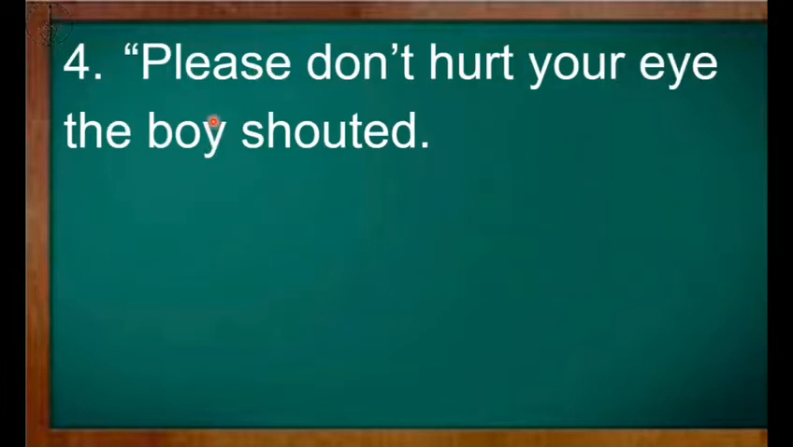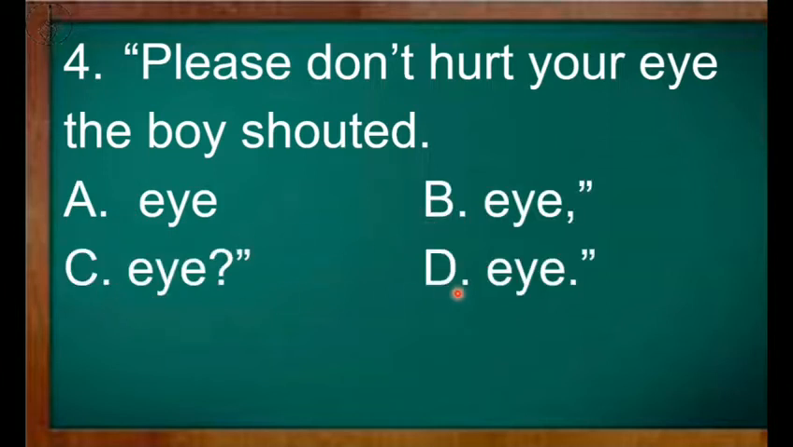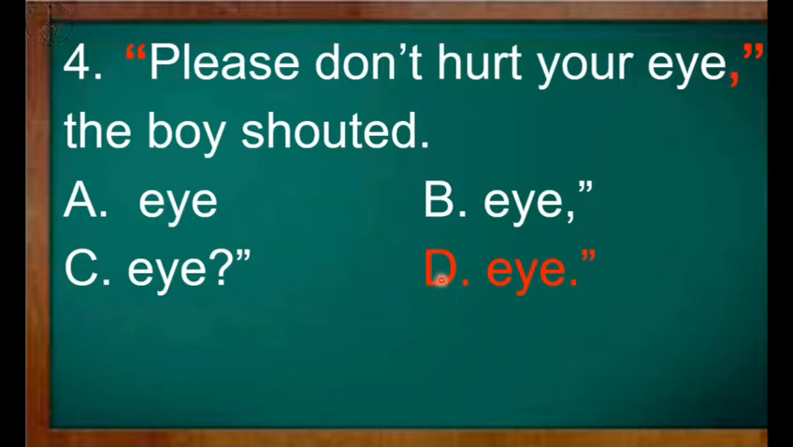Okay, number 4. Please don't hurt your eye, the boy shouted. Option A, option B, option C, and then option D. Now, if we are going to analyze carefully the sentence, the answer should be option D. It should be like this. Begin the sentence with quotation mark, and then after I, we have comma, and then we have quotation mark here.